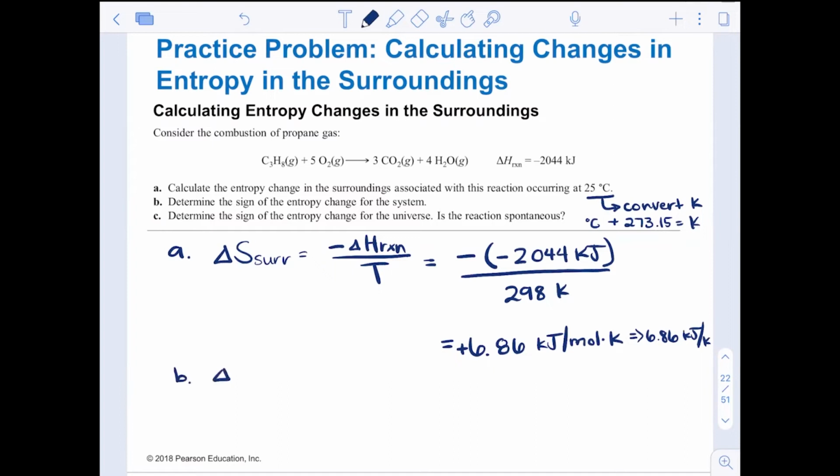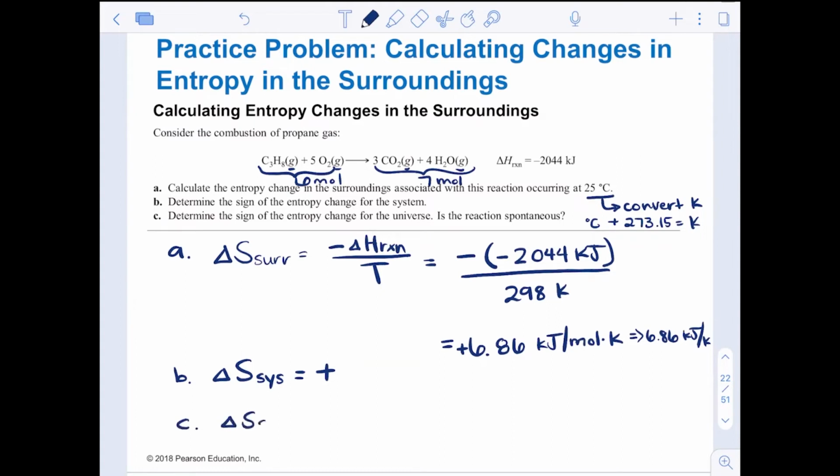B, let's estimate the delta S of the system or the reaction by looking at the overall reaction. Okay, so everything's a gas, so no state changes. We have 6 moles on the reactant side and 7 moles on the product side. That's a positive. Increasing the number of moles on the product side means entropy is favorable for the reaction.